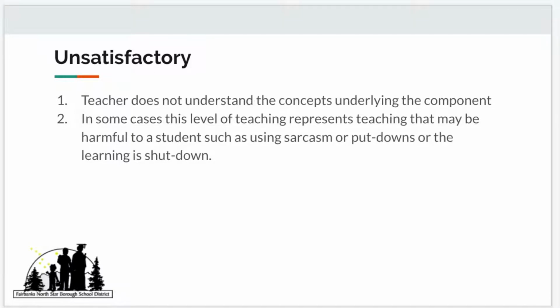In some areas of practice, performance at the unsatisfactory level represents teaching that is below the licensing standard of do no harm. For example, students are treated with sarcasm or put-downs, component 2C, or learning is shut down, component 3C. Therefore, if a supervisor encounters performance at the unsatisfactory level, it is likely time to intervene.